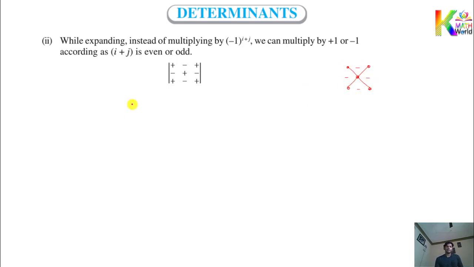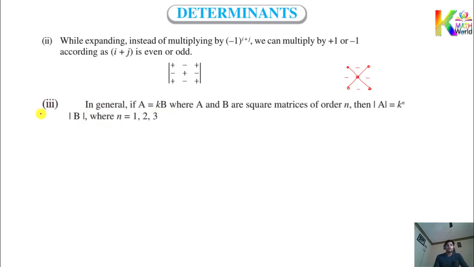Now, the last note, this one. We will see this note when we discuss the equations based on this. Right now I am not going to discuss this note, but you have to remember it.